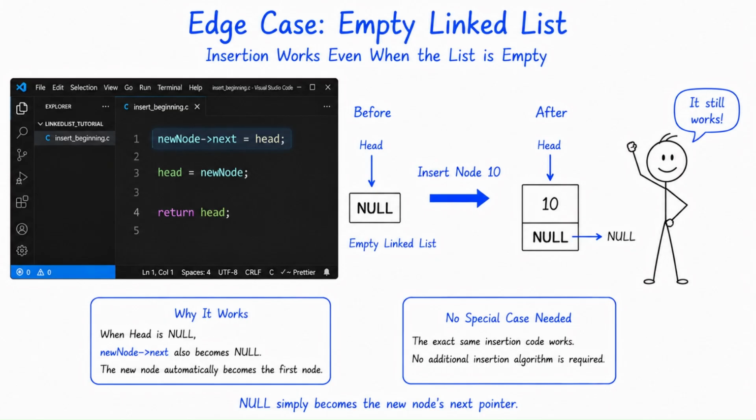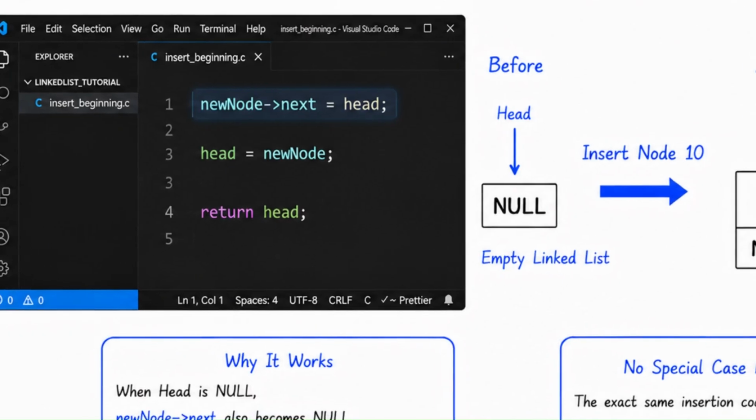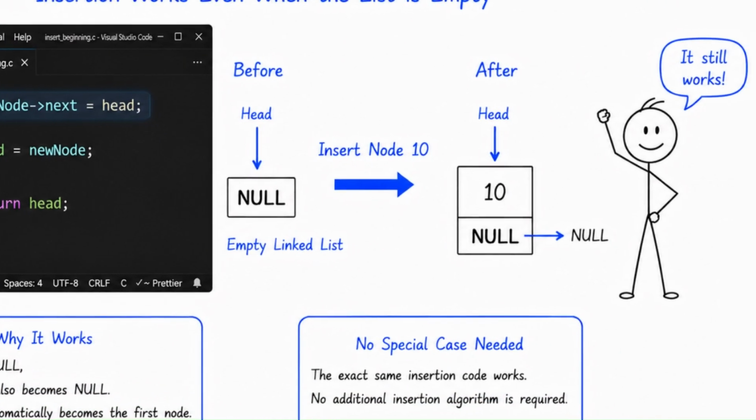Plus consider the edge case where the list is entirely empty. What happens? Well, head is null. Our new node's next points to null. The head becomes the new node. The result is head points to 10, which points to null. It works flawlessly without needing any clunky special if statements.